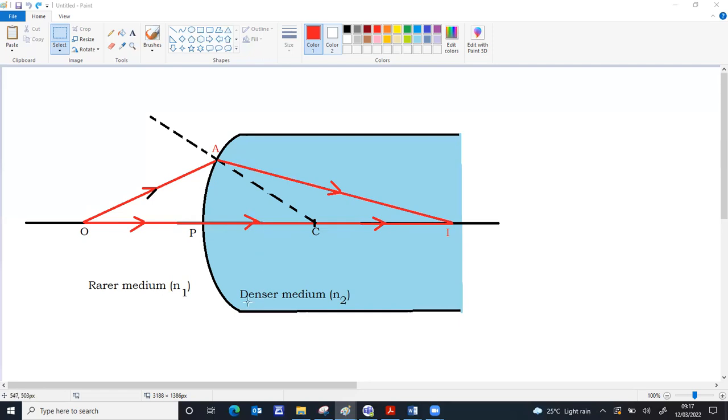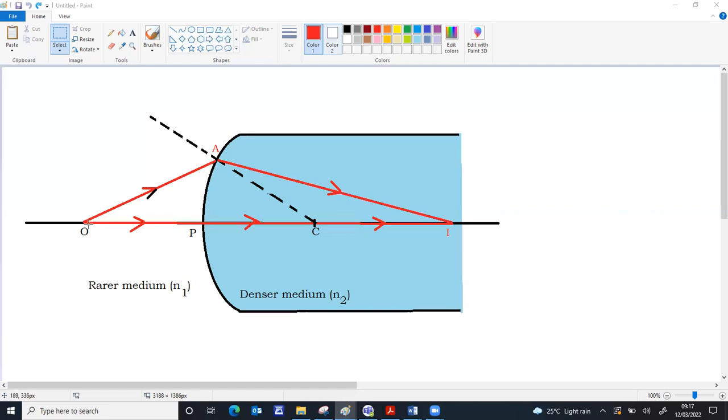The blue colored region represents a denser medium of refractive index n2. The medium with refractive index n2 is placed in a surrounding medium of refractive index n1, the white colored region. For the image formation, we are considering a point object O on the principal axis.